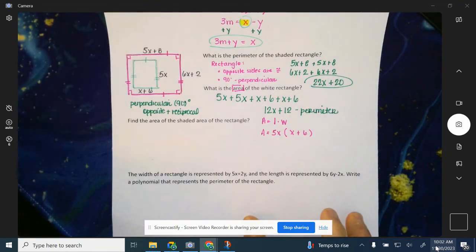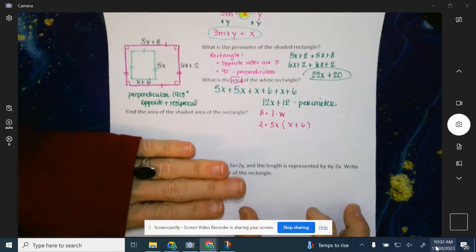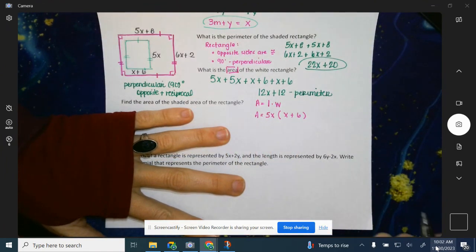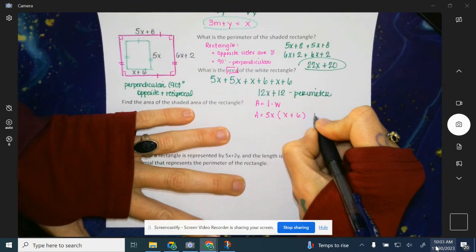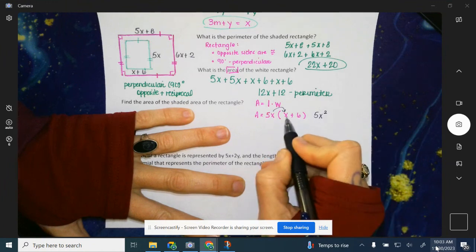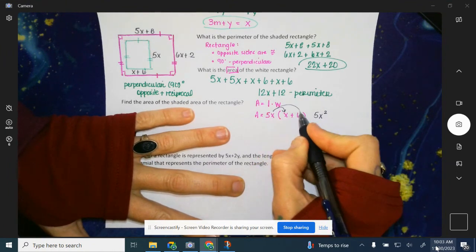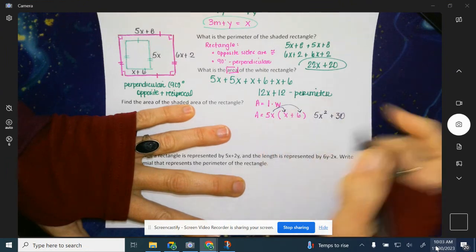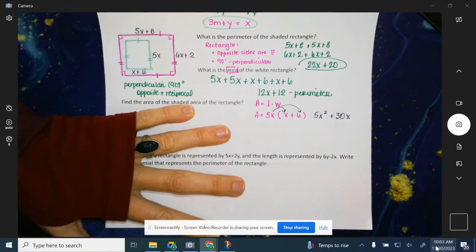Pause the video and try to multiply those together and see if you can get those right. This would be such a cool EOC question. We should definitely be getting this right by the end of the semester. So 5x times x is 5x squared because there's 2 x's there. And then 5x times 6, so 5 times 6 is 30. There's 1 x, so there's an x.